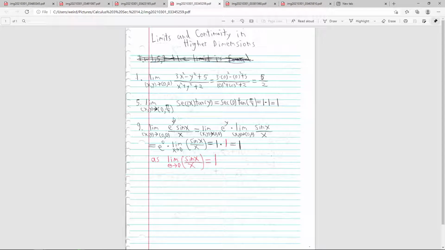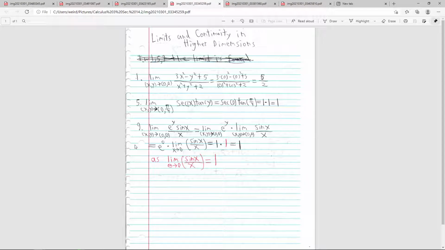Number 5, it's approaching (0, pi fourths). Secant x tangent y, and we just plug in 0 and pi fourths. Secant of 0 is 1, because you could think of it as 1 divided by cosine of 0, and cosine of 0 is 1. So 1 divided by 1 is 1. And tangent of pi fourths is sine over cosine of the same value. Sine of pi fourths is square root of 2 over 2, cosine of pi fourths is square root of 2 over 2. So dividing the same two numbers gives 1. So it's 1 times 1, and that's equal to 1.